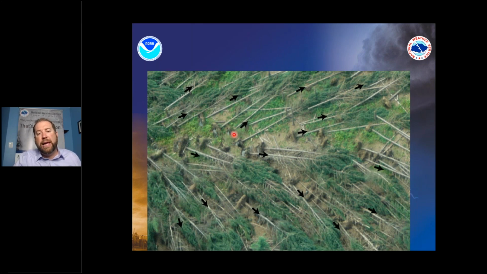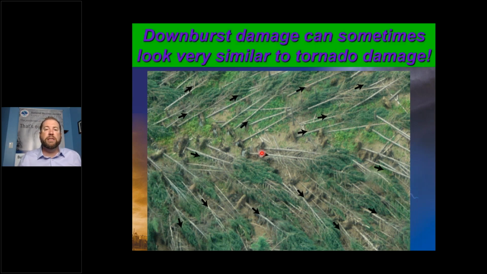But notice the black arrows. These trees are kind of fan-shaped or divergent. They're flattened. We say lying in the same direction, but you might say, well, Eric, those are opposite directions. And you're right. They're divergent. That is conducive to a microburst. Doesn't mean it's any less dangerous. Can still be 100-mile-per-hour winds.